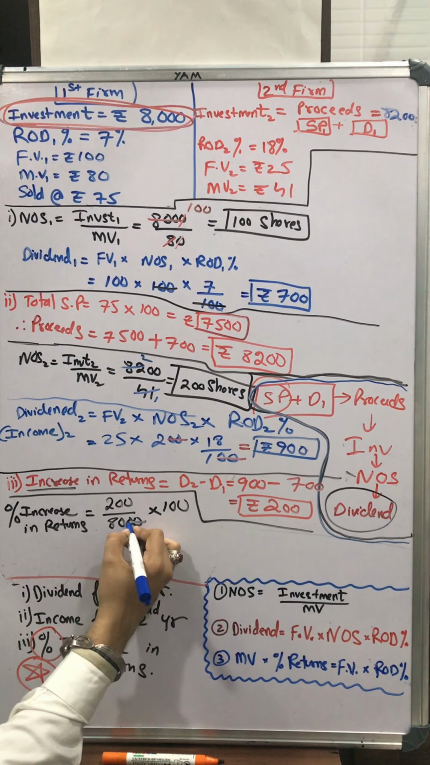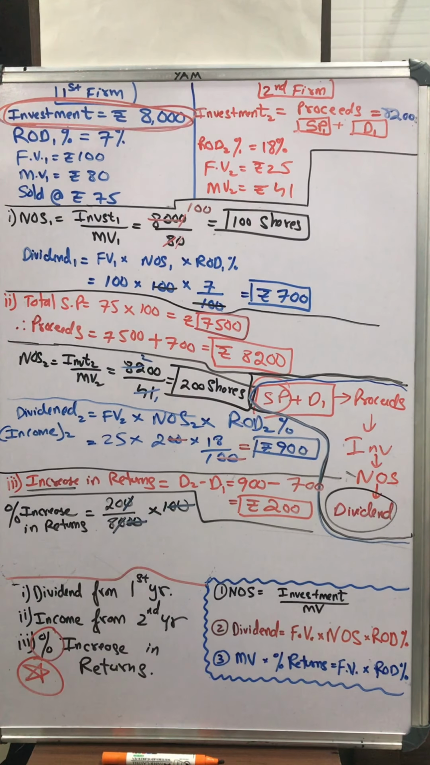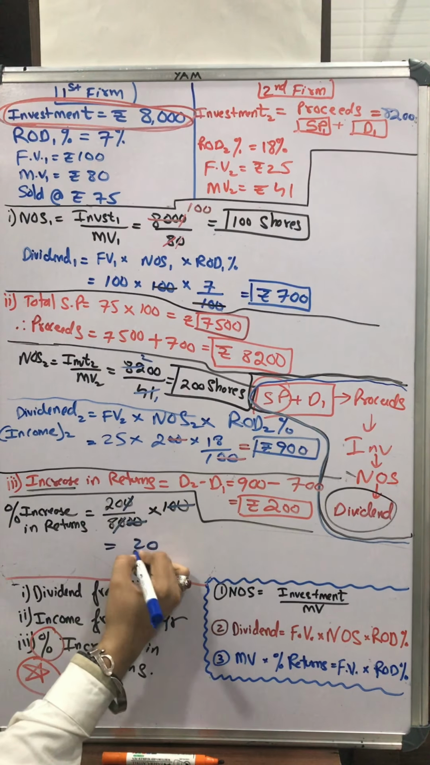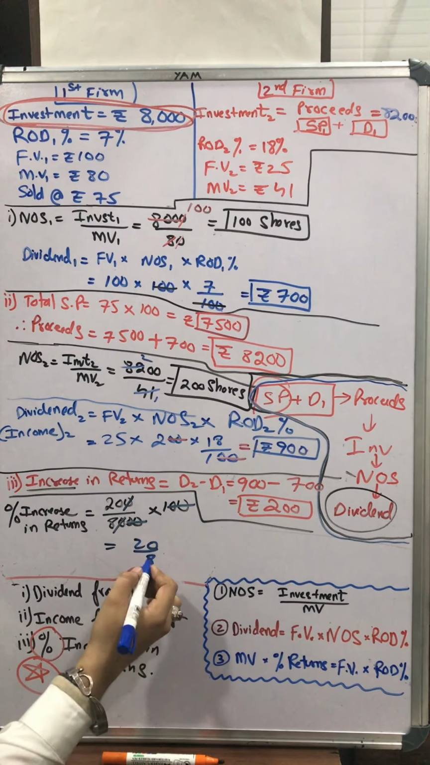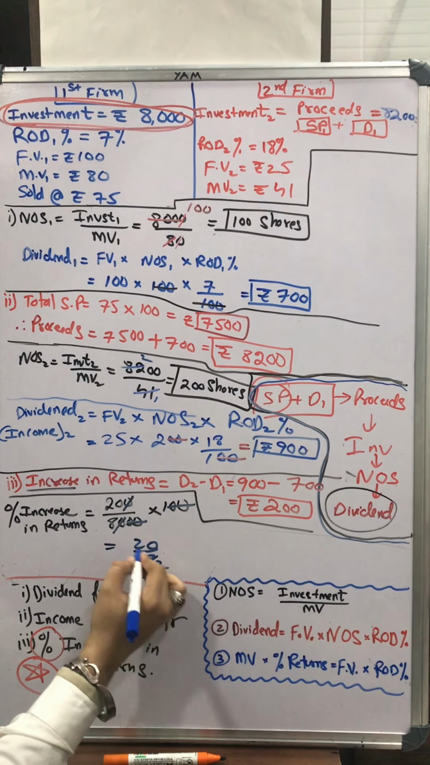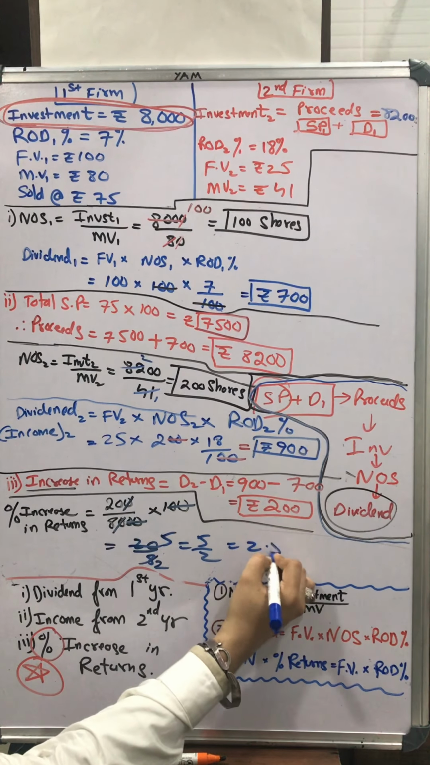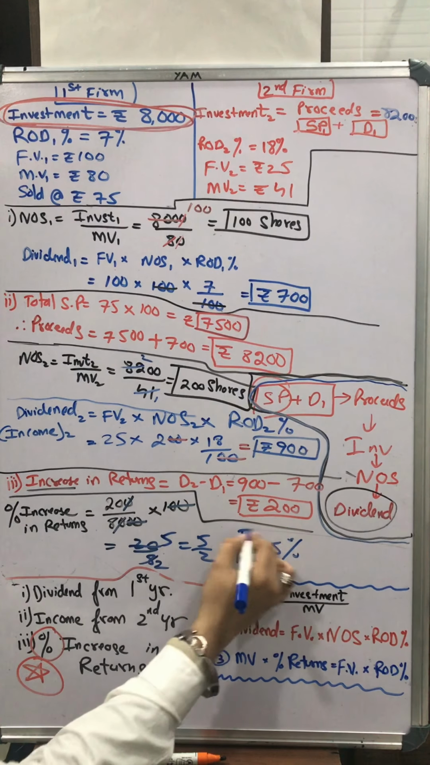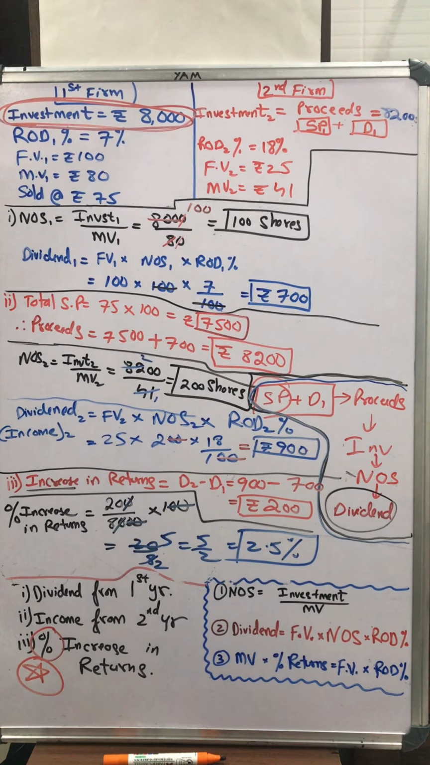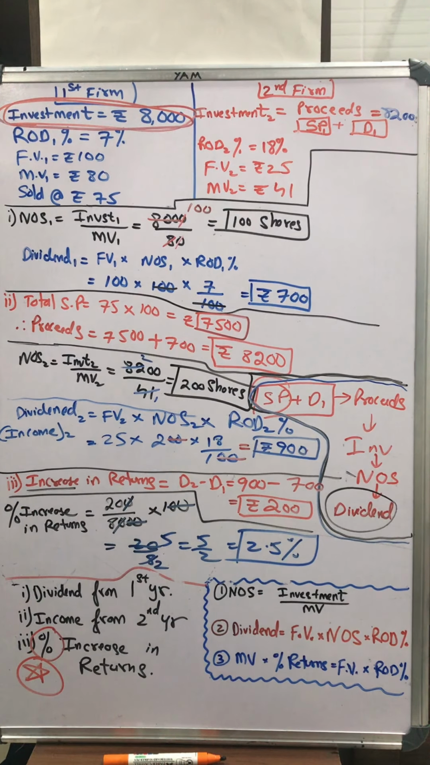Two zeros here and two zeros here, it goes off. One zero from here, one zero from here goes off. So we are left with 20 upon 8. Okay. So if I do the cancellation, this will be 4 twos are, and this will be 4 fives are. So it's 5 upon 2 is equal to 2.5 percentage. So percentage increase in the return is nothing but 2.5 percentage. Hope you understood the question. It was a very, very, very important question.